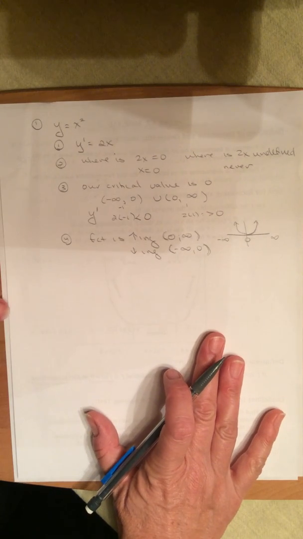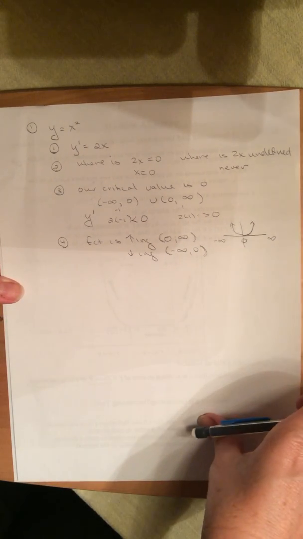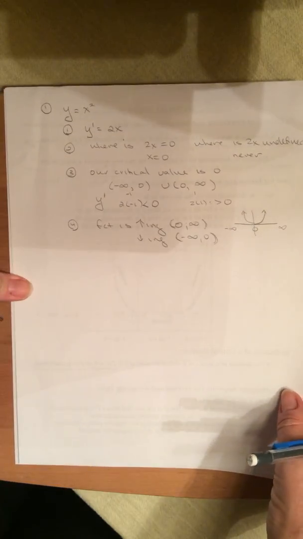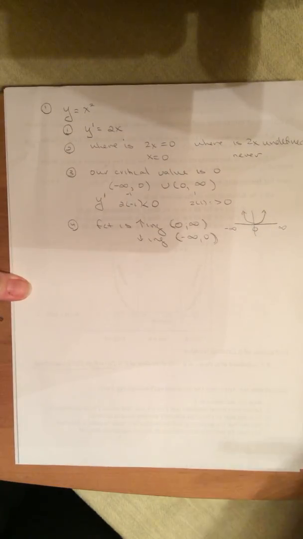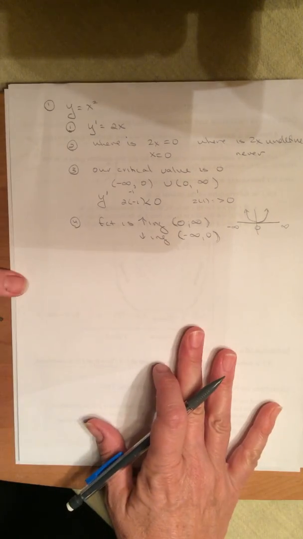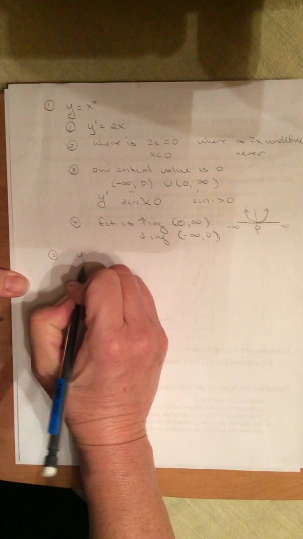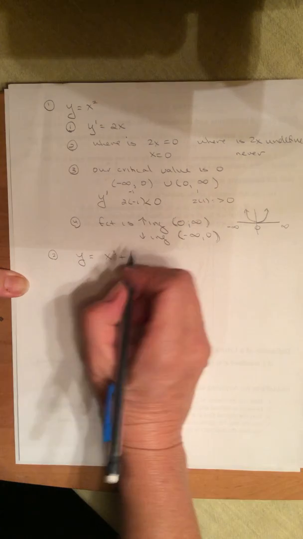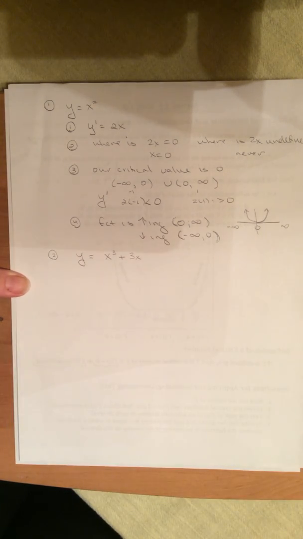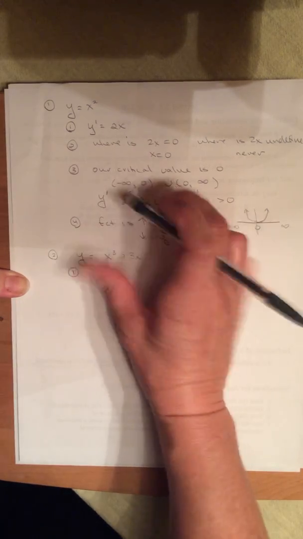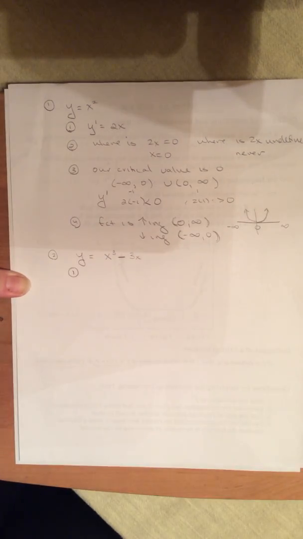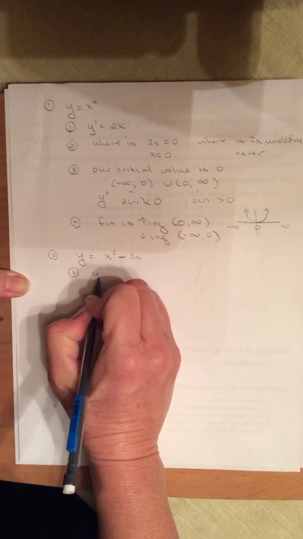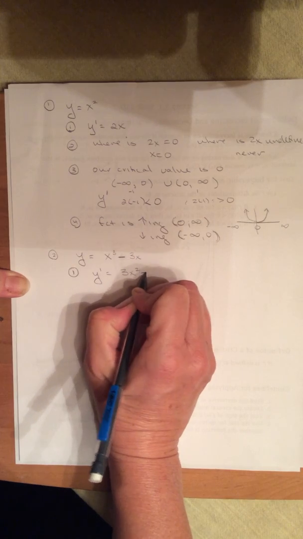So sometimes a function might have multiple critical values, multiple places where the function turns around. And we'll have to find each and every one of them. So for example, if we have a function of x cubed minus 3x, when we take the first derivative, we end up with 3x squared minus 3.